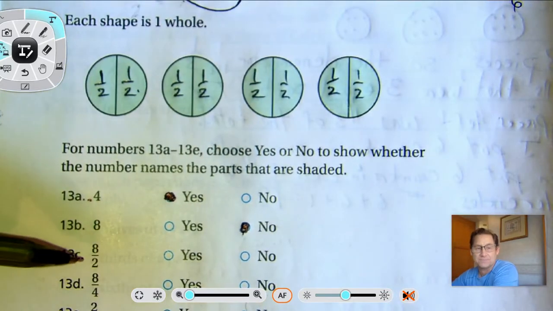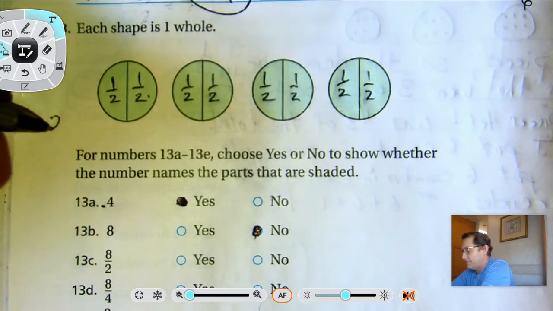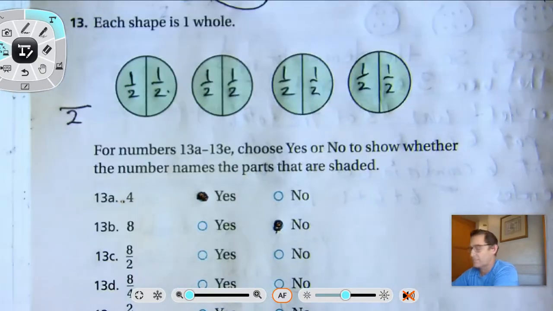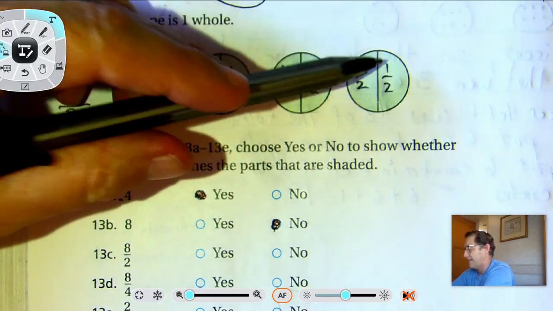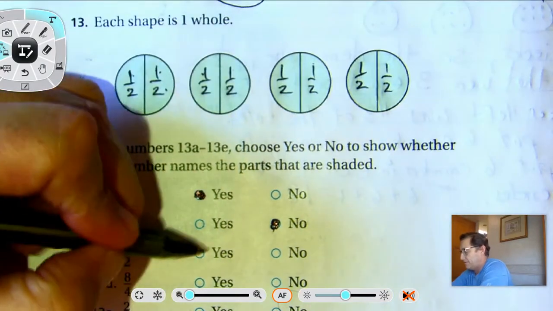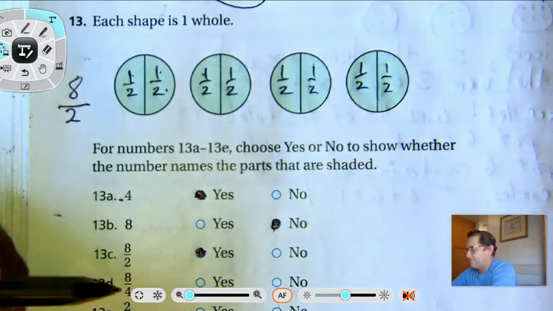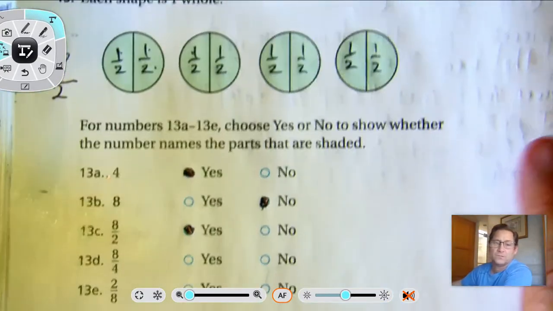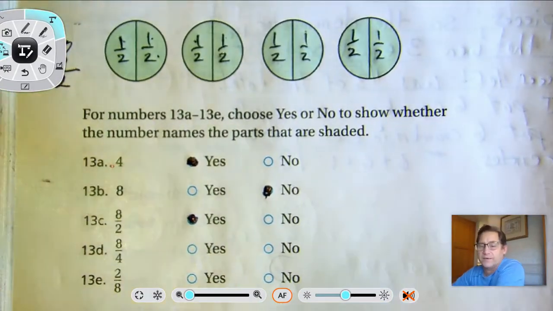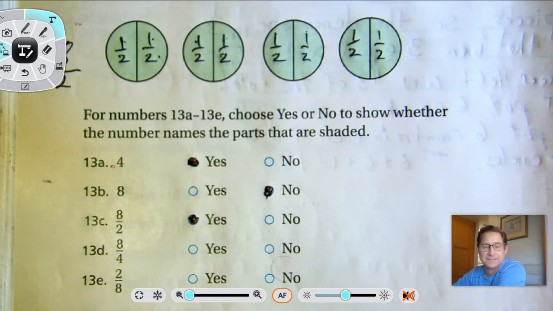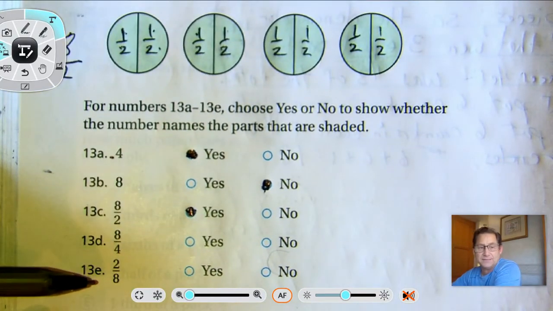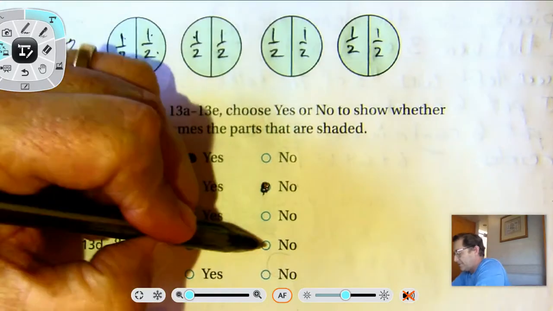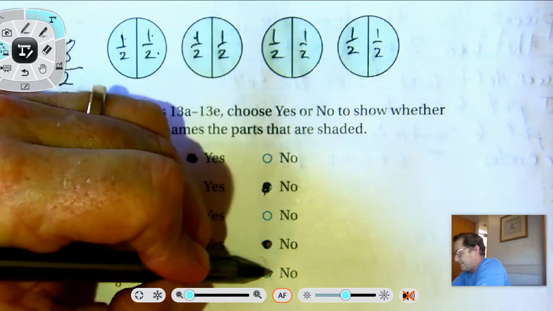8 halves. Well, let's see. Each circle is broken into 2 parts. 1/2, 2 halves, 3 halves, 4 halves, 5 halves, 6 halves, 7 halves, 8 halves. 8 halves, so that's true. 8/4. No, they're not broken into fourths. They're broken in halves. 2/8. No, that's not right. Each circle is not broken into 8 pieces. So 13D is no, and 13E is no.